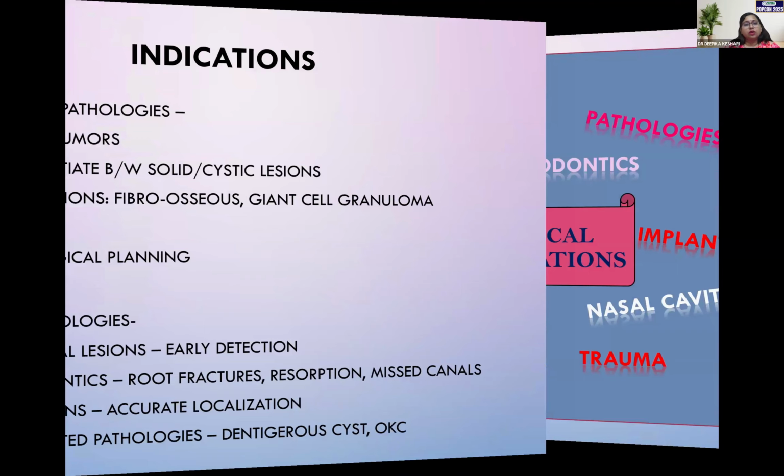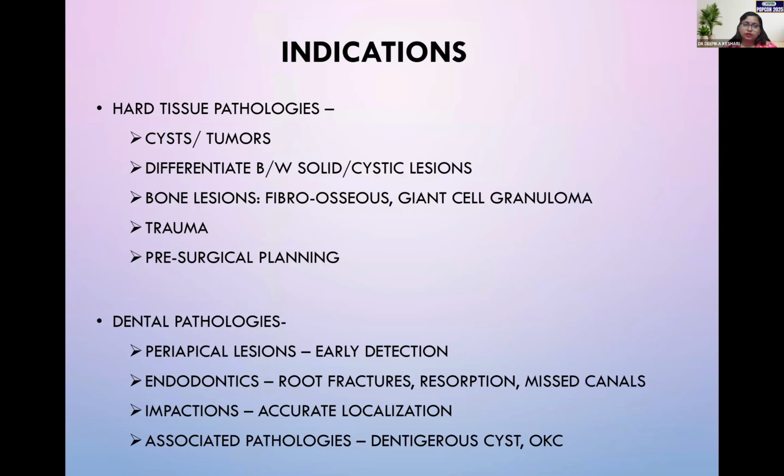So in pathologies, we can assess hard tissue pathologies, and with the radiographic features, we can try to differentiate if the lesion is a cyst or a tumor, if it is benign or malignant. Also differentiate between solid and cystic lesions, or if the lesion is bony, like fibro-osseous or giant cell granulomas. It is also useful in case of trauma and pre-surgical planning, also for implants.